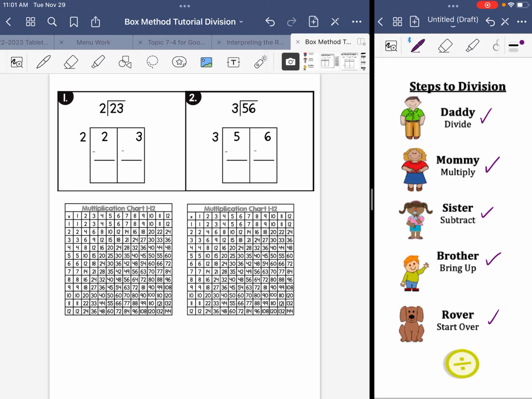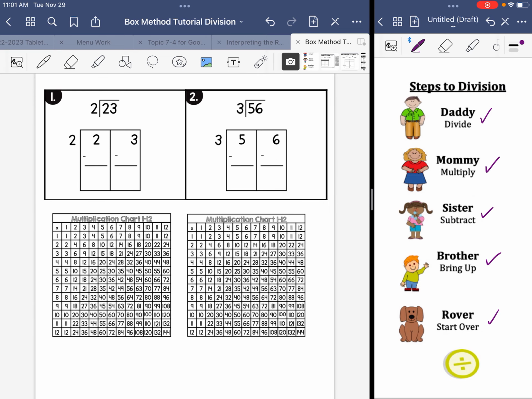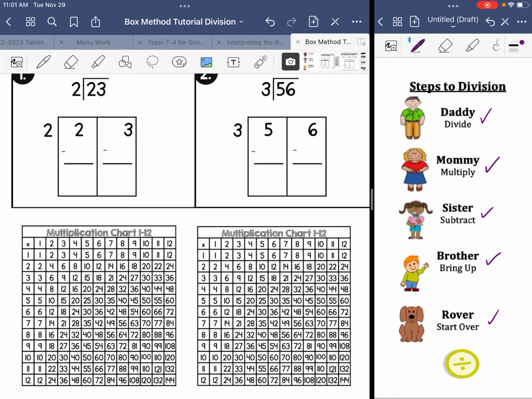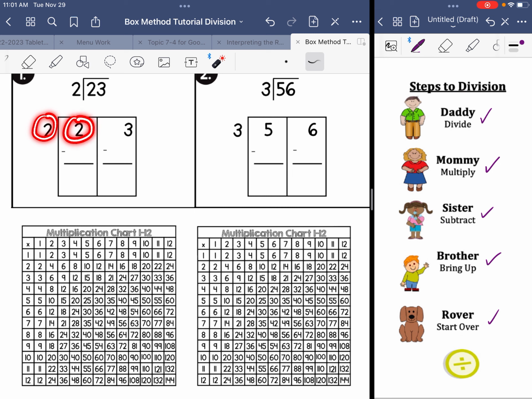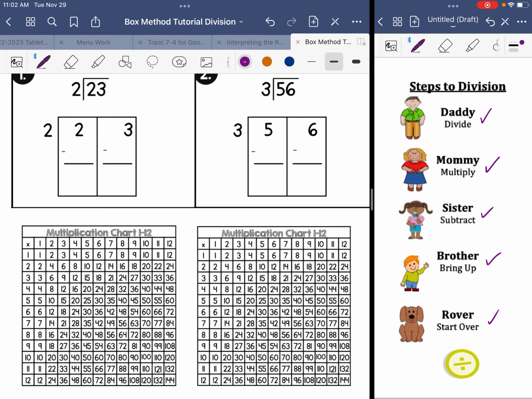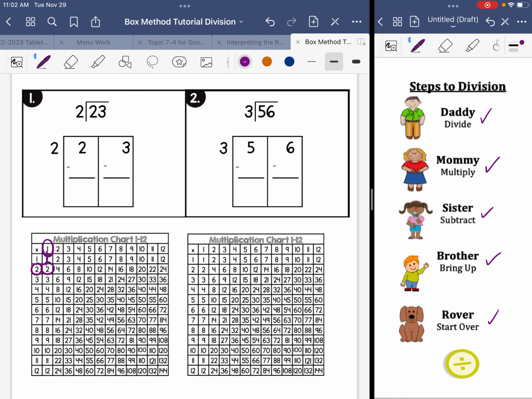Okay, let's look at number 1. When I talk about daddy divide, I'm talking about how many groups of 2 can you make with 2 dots? So I go to my 2's and I look for 2 or smaller. Here's 2. How many groups is that? 1. So every time you make a group, you put the number on top. That would be daddy divide.